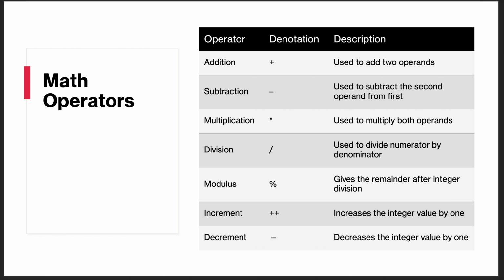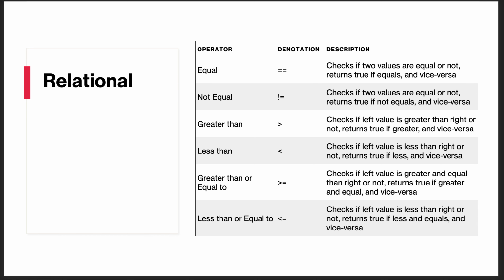Addition, subtraction, multiplication. You may do modulus. You may do increment, right? Especially if you have something going on. You may decrement in case something happens. So there's ways of doing math inside that contract that will make your life a little bit easier or a little bit more complex.